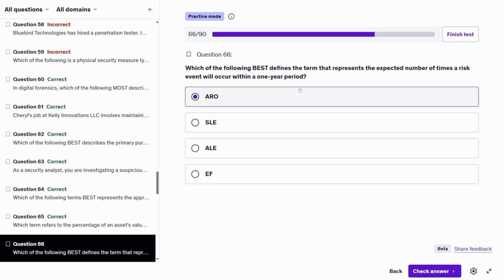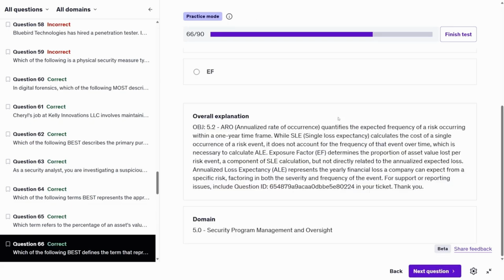This one here is mostly about knowing your acronyms. This one stands for annualized rate of occurrence, and this quantifies the expected frequency of a risk occurring within a 1-year time frame. SLE calculates the cost of a single occurrence of a risk event, does not account for an event over time. Exposure factor determines the proportion of asset value lost per risk event, a component of an SLE calculation.